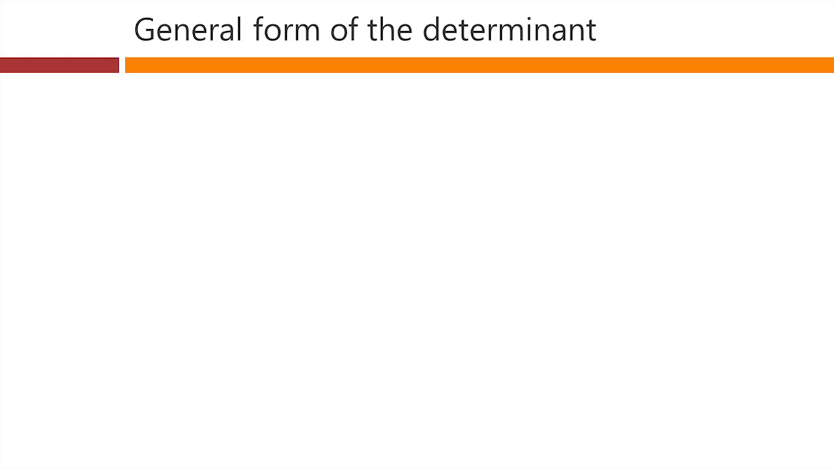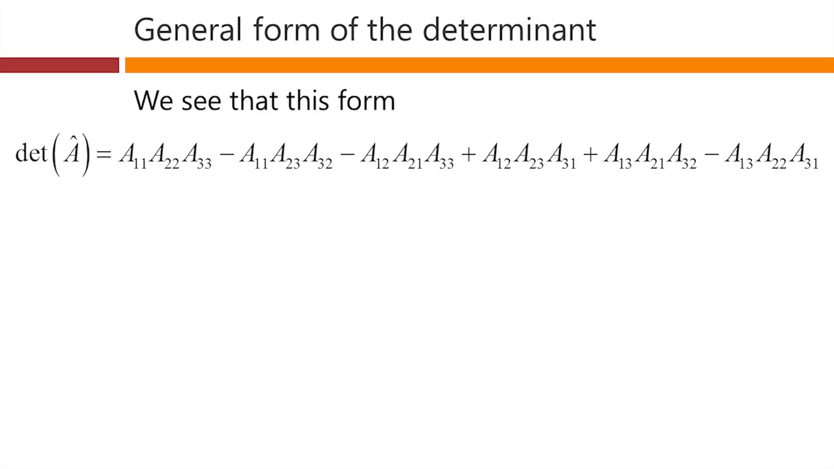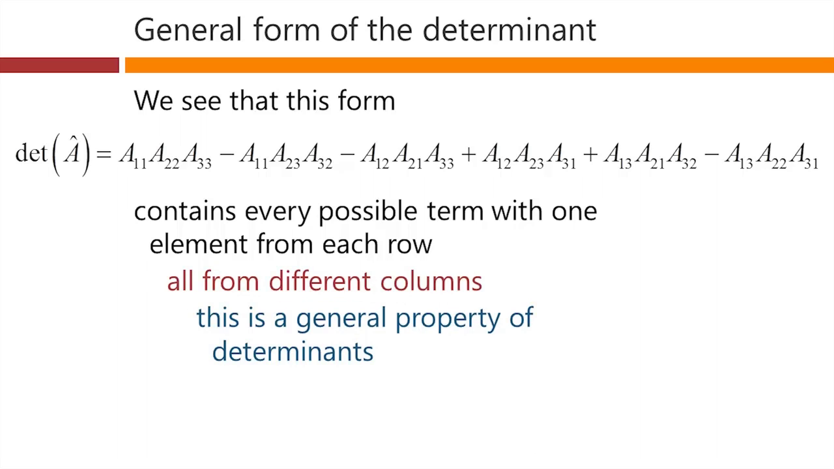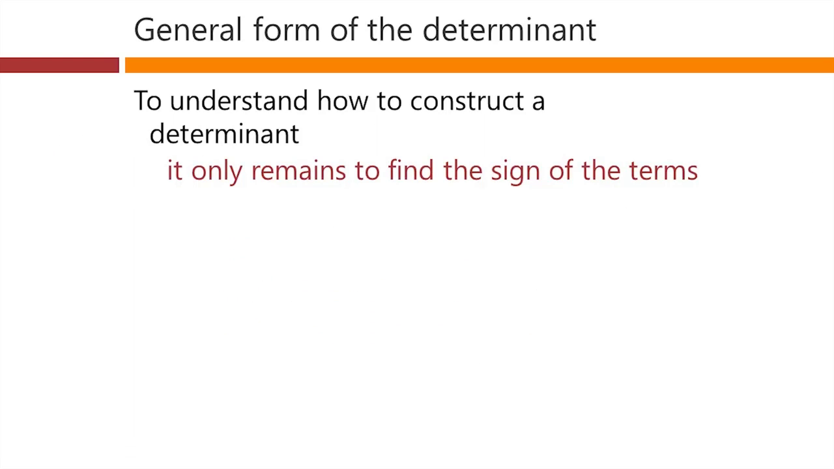So this suggests to us what the general form of a determinant really is. And we'll illustrate this with the 3 by 3 determinant again. So this form that we have written out here, as we said, contains every possible term with one element from each row, with each element being from a different column. And this is a general property of determinants. To understand how to construct a determinant, it only remains for us now to find the sign of the different terms we have to put in. And again, this becomes clearer when we look at it graphically.